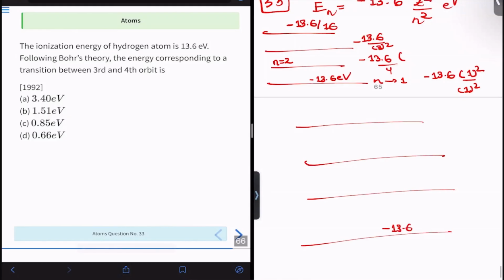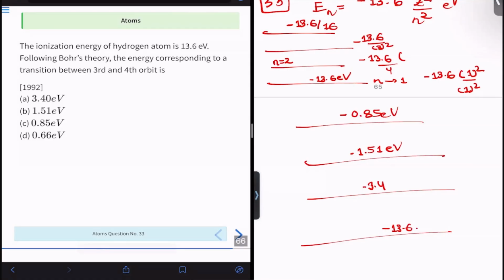If you solve this, you'll get these values. First orbit's energy is minus 13.6. Second orbit's value is minus 3.4. If you can remember these values, it will be very helpful for you. You will not have to calculate this again and again when you need to solve any question. So second orbit will be minus 3.4 electron volt. Third orbit will be minus 1.51 electron volt. In the fourth orbit, when you divide minus 13.6 upon 16, you'll get the value of minus 0.85 electron volt.